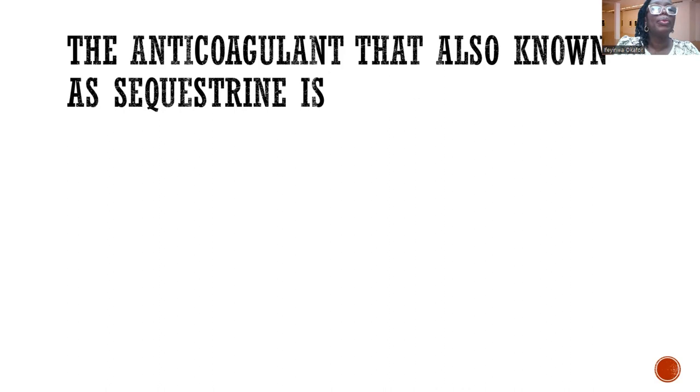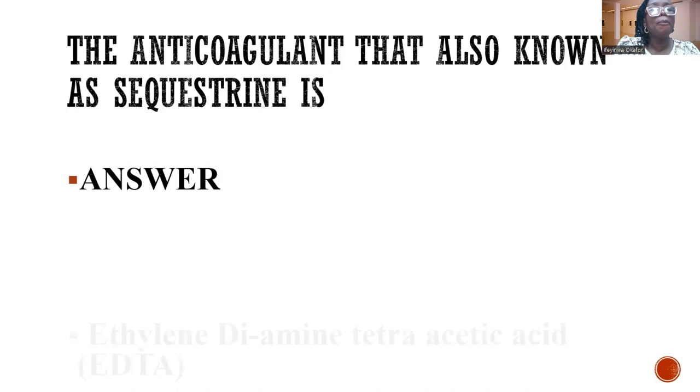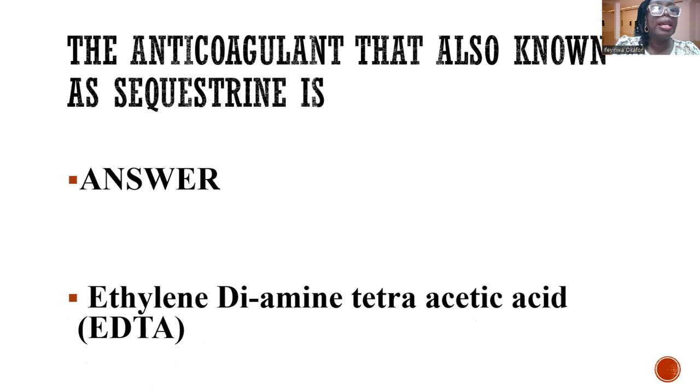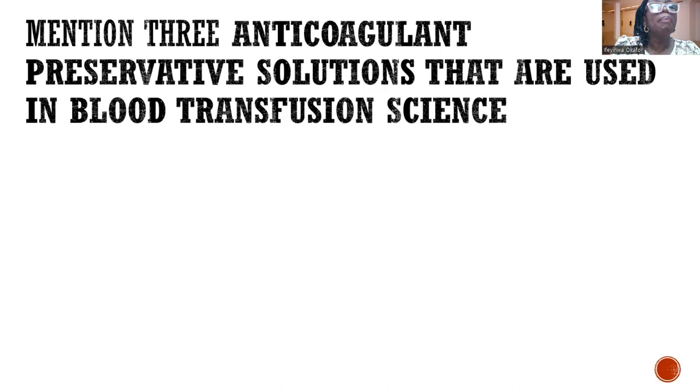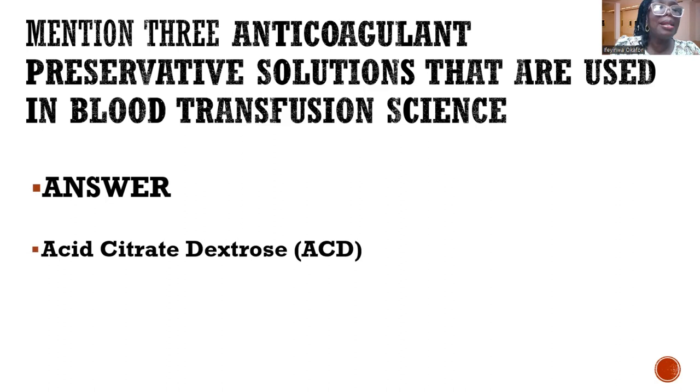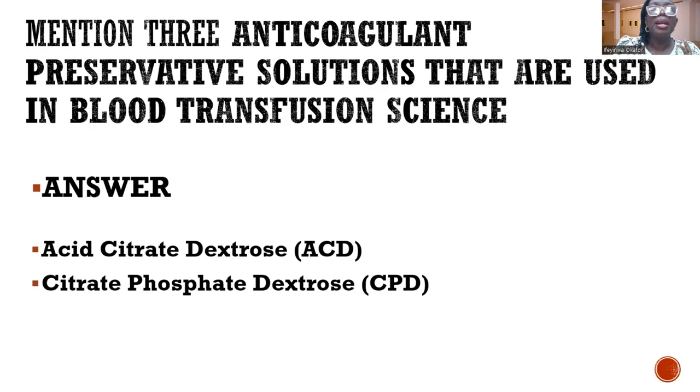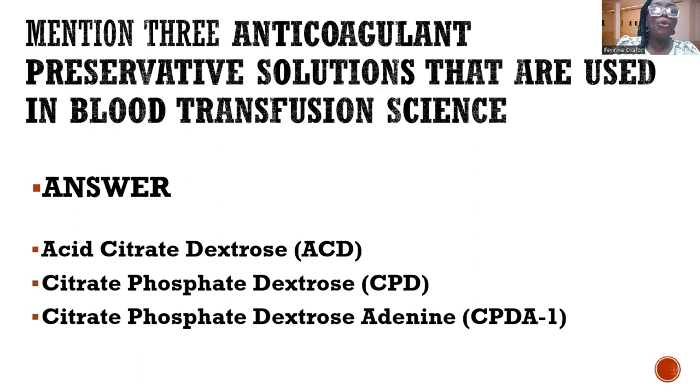The anticoagulant that is also known as Sequestrene is, answer, ethylene diamine tetraacetic acid, which is EDTA. Mention at least three anticoagulant preservative solutions that are used in blood transfusion science. Number one, answer, acid citrate dextrose, which is called ACD, that preserves blood for 21 days. Citrate phosphate dextrose, CPD, that preserves blood for 28 days. Then we have citrate phosphate dextrose adenine, CPDA, that preserves blood for 35 days.